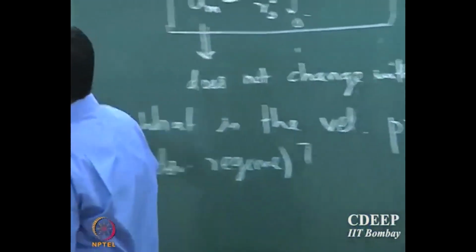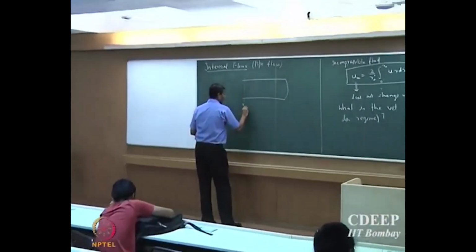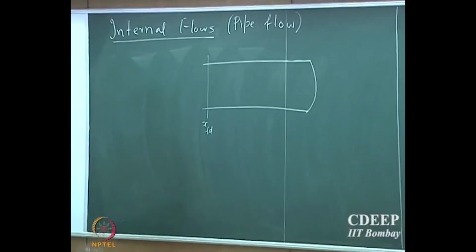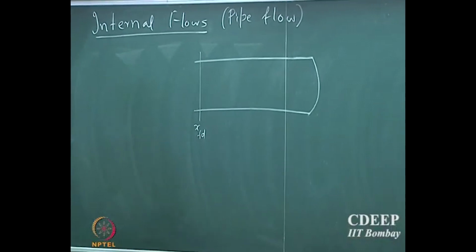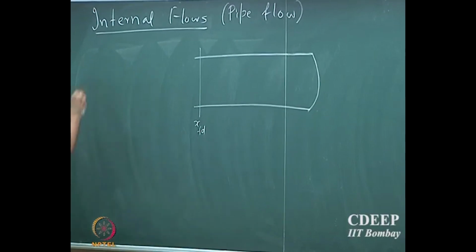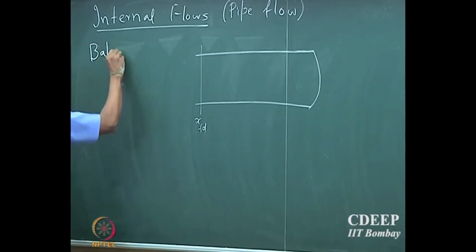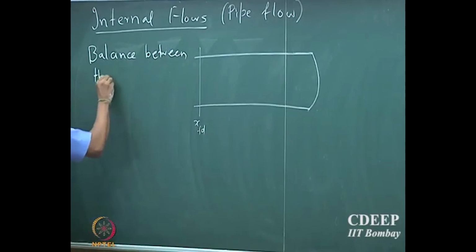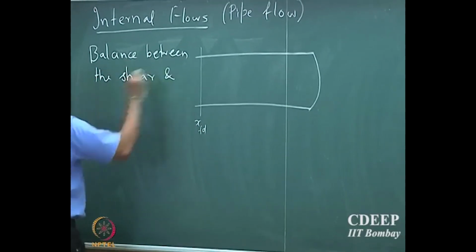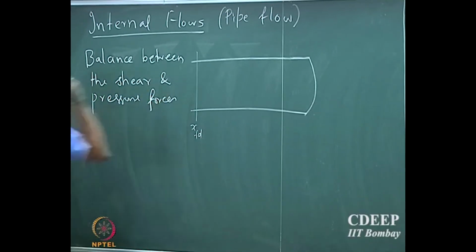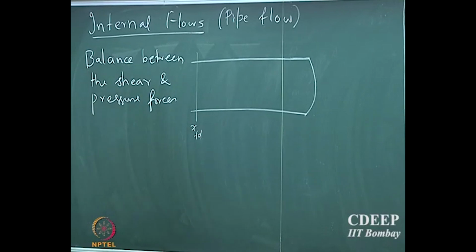Let's draw a pipe. So suppose this is my fully developed regime. What are the forces that are acting on the fluid particles in the fully developed regime? Pressure and viscous forces, right? So if I can make a balance between the two, I'm done. So what we are going to do is make a balance between the shear and pressure force. If I can make a balance, I am done.